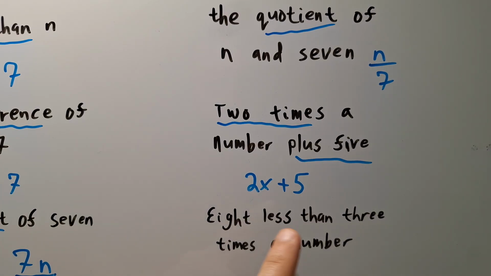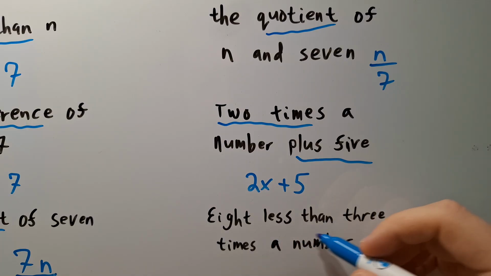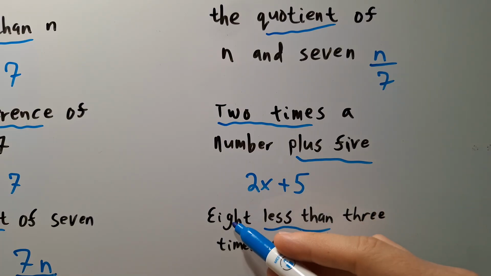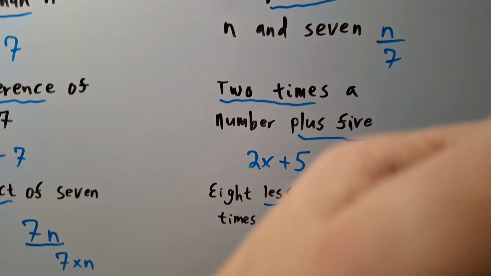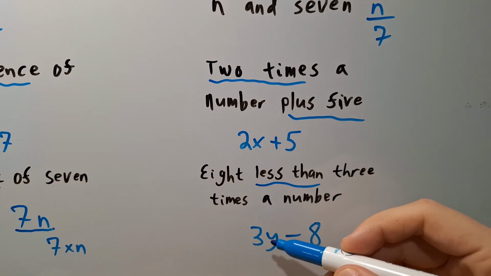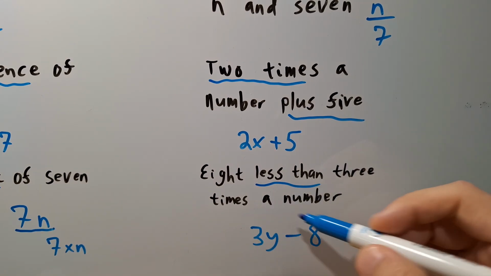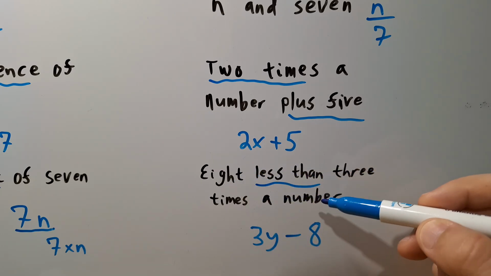8 less than 3 times a number. Now again, this refers to subtraction. So remember, we have to be careful what we write where. 8 less than 3 times a number. And I'll use y this time. So here I'm saying 3 times a number y minus 8, because this is what this translates to. 8 less than 3 times a number.